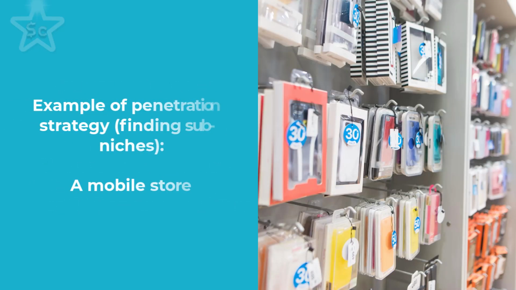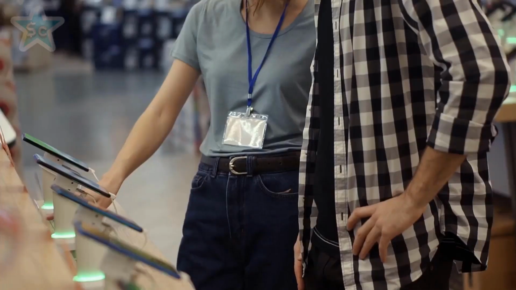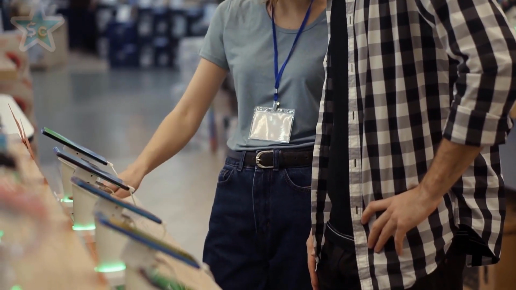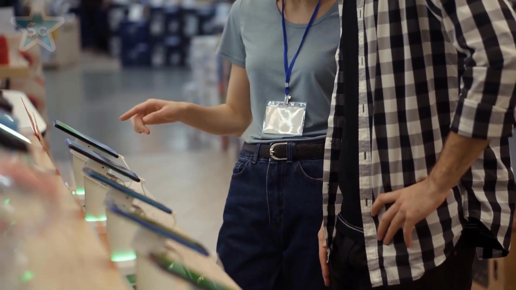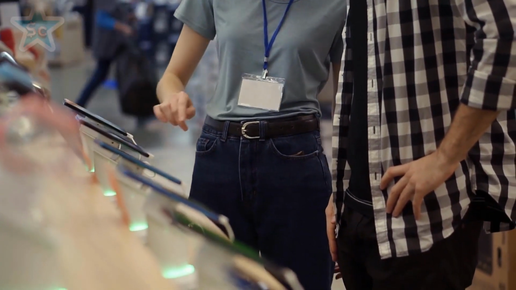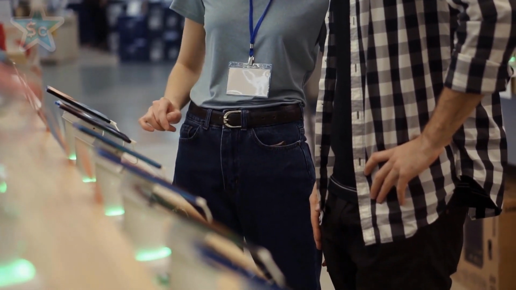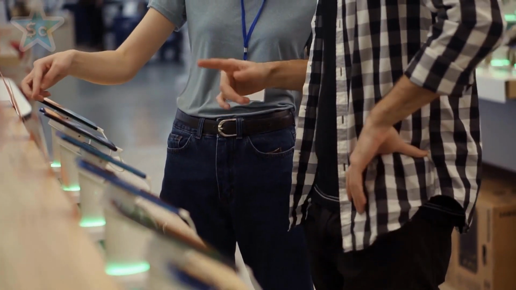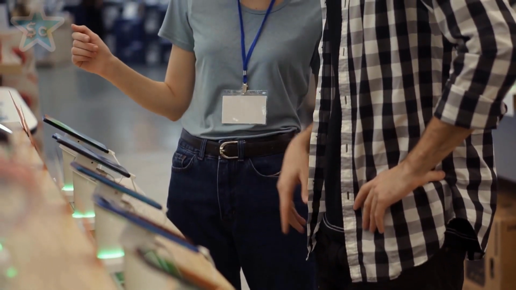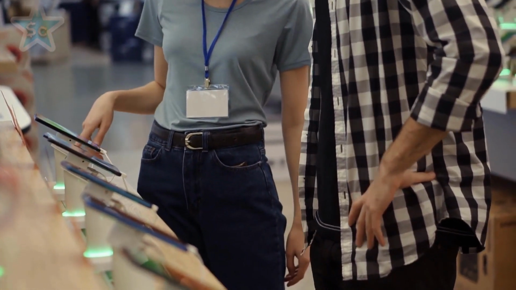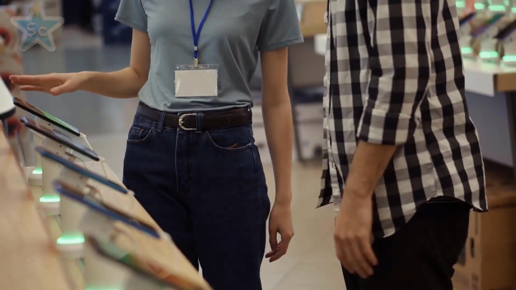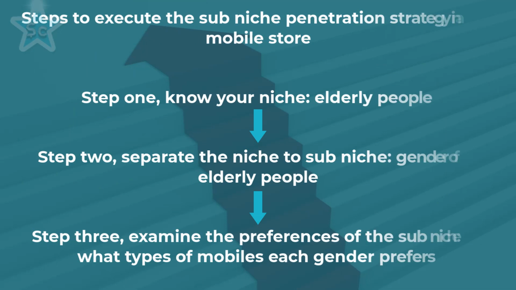For instance, you own a mobile store. You sell only phones for elderly people, so you know your niche. Now, you want to know what types of mobile phones each gender prefers. You check the cash register software. Then, you discover that males like mobile phones X, Y, and Z, whereas women like mobile phones type A, B, and C. In this example, you know your niche is elderly people.